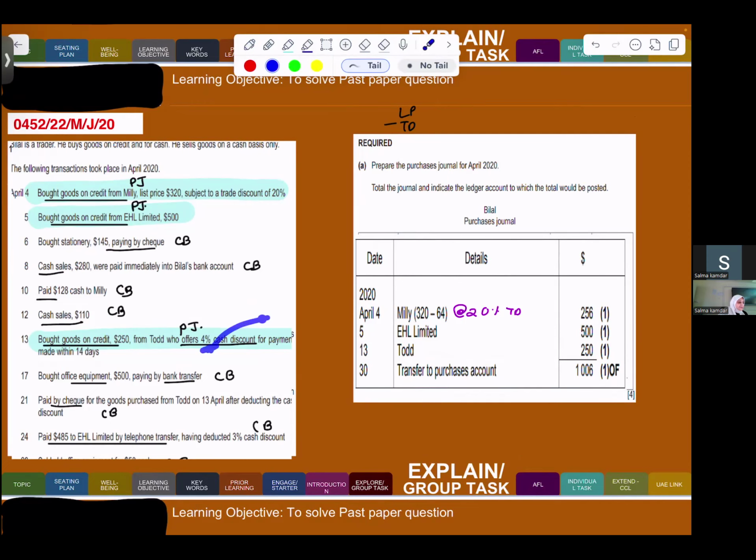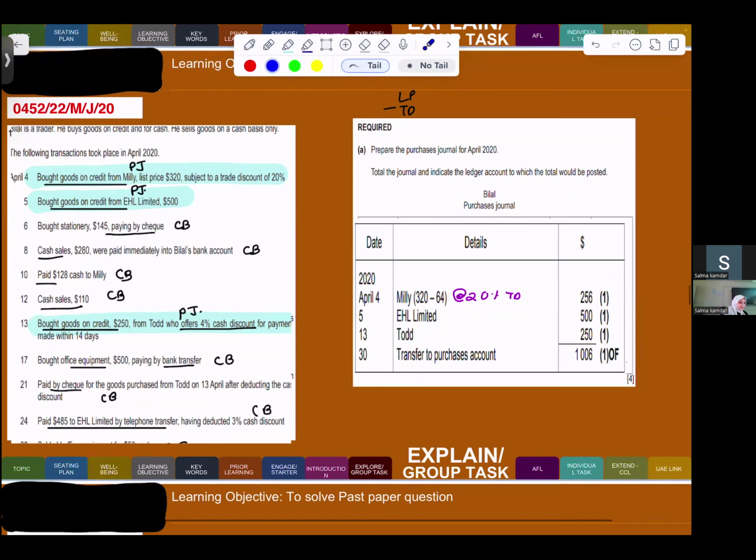And since it is the purchase journal, which account am I going to transfer this to? I'm going to transfer this to the purchase account. And on which side am I going to transfer? I am going to transfer it to the debit side of the purchase account. Now I should know what balance purchases have. Purchases have a debit balance. So this is going to be transferred to the debit side of the purchases account.